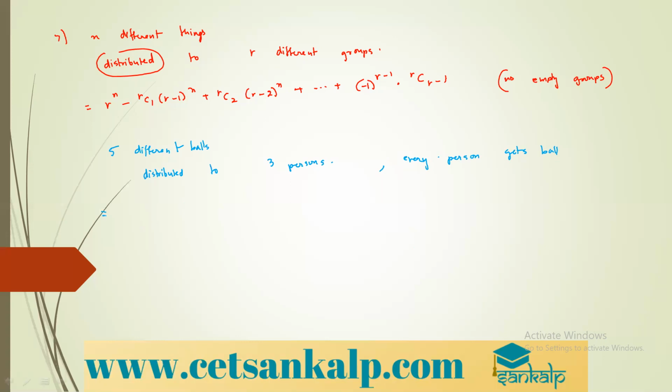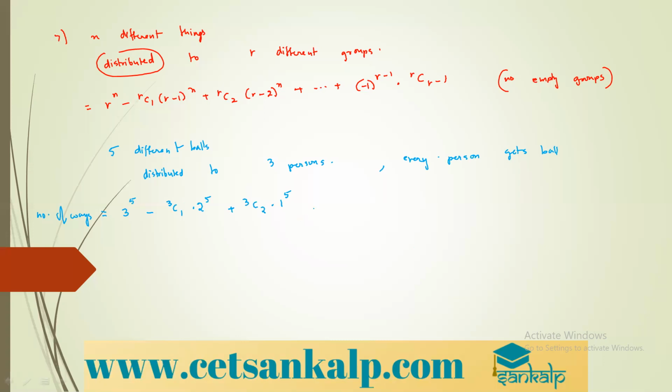So what you will do? The number of ways. How will you write the formula which I gave you? 3 power 5 minus 3C1 into 2 power 5 plus 3C2 into 1 power 5. After that it is of no use. It will become 0. Isn't it? So you have to stop here.